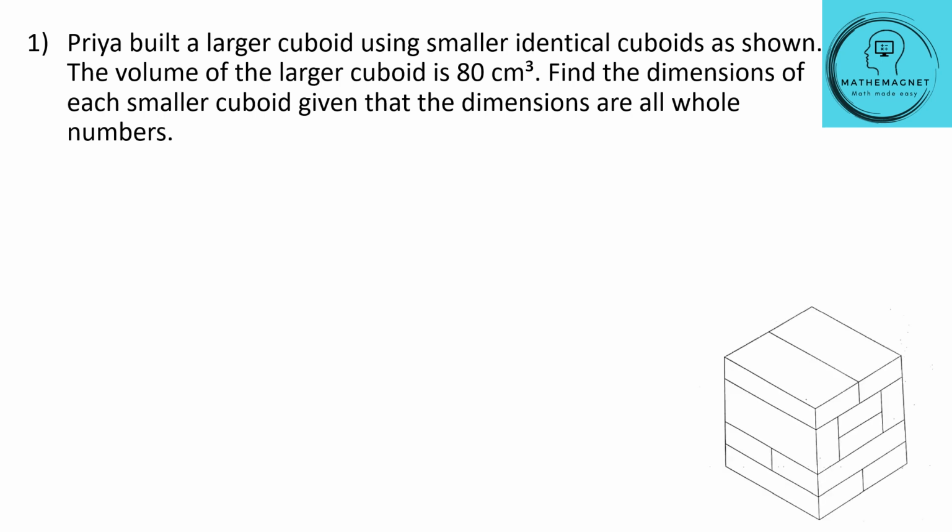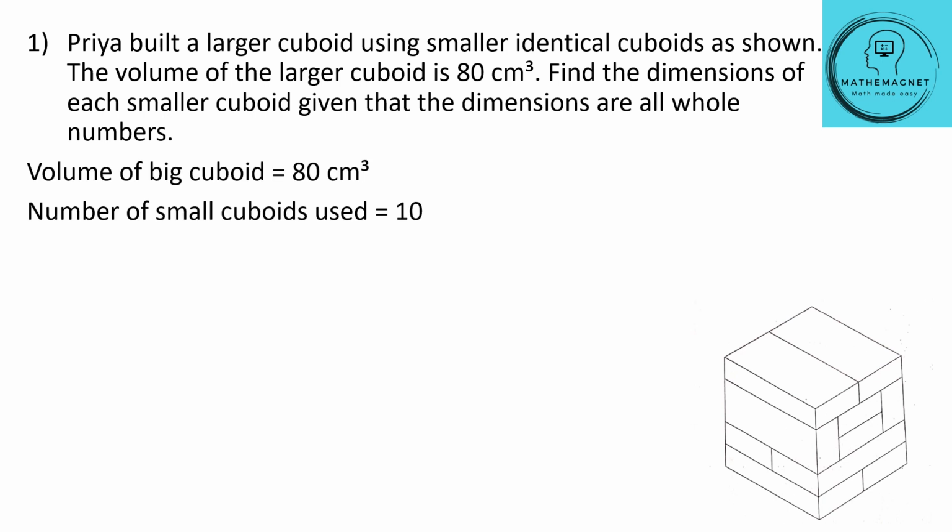Now this is the cuboid that is given, made up of multiple smaller cuboids. If we count in this figure, there are 10 small cuboids put together to make one large cuboid. And the volume of the larger cuboid is 80 centimeter cube. Since there are 10 smaller cuboids, the volume of each small cuboid will be 80 divided by 10, which is 8 centimeter cube. Now what is the formula for volume of cuboid? It is length into breadth into height.